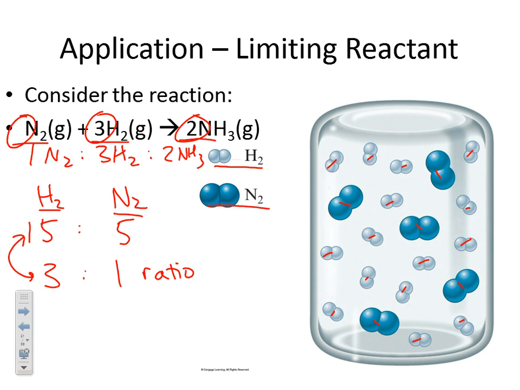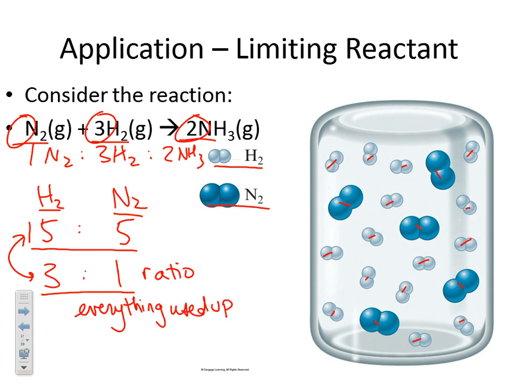What that means, if the ratio in the balanced equation is identical to the ratio that you have in your particle diagram, is that everything will be used up. There is no limiting reactant because you have the perfect ratio.